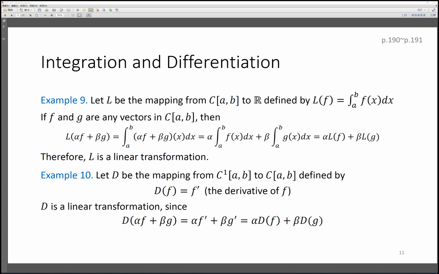Example 9 considers integration as a mapping. Let L be the mapping from C[a,b] to R. Here, C[a,b] is the vector space of continuous functions over the interval [a,b], and we define L of f as the definite integral of function f(x) over the interval [a,b]. The input of L is a continuous function, while the output of L is a scalar.